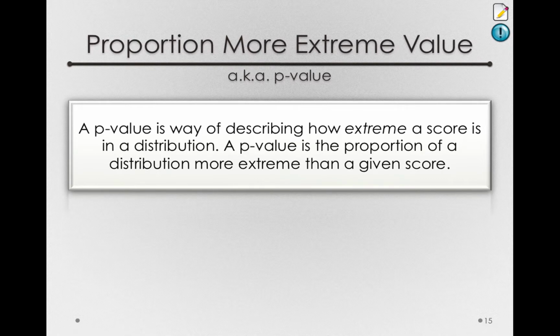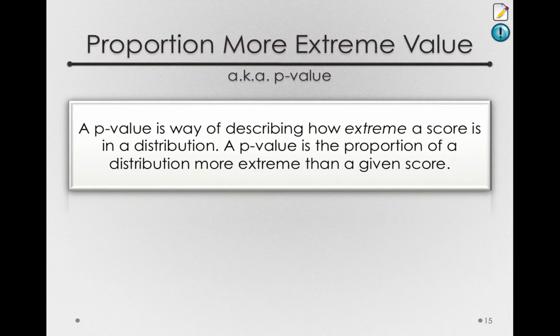But what if I tell you that almost 90% of samples we're likely to get by chance alone are more extreme than 106? Well, in that case, you probably wouldn't be convinced that sampling error alone is a bad explanation. In fact, it's a pretty good explanation because most of the samples we could get have values even more extreme than the one that we got. So a p-value is simply a way of showing us how extreme our score is in a sampling distribution.